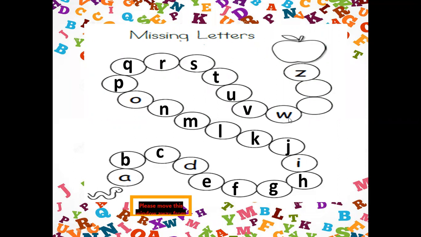Now, after W, again we have two letters missing. The next letter after W is X. And what will come after X? Let's check out. It is Y. And after Y, the last letter is Z, and it is already mentioned. Now you have learned how to fill the missing letters by the use of the lowercase alphabet.